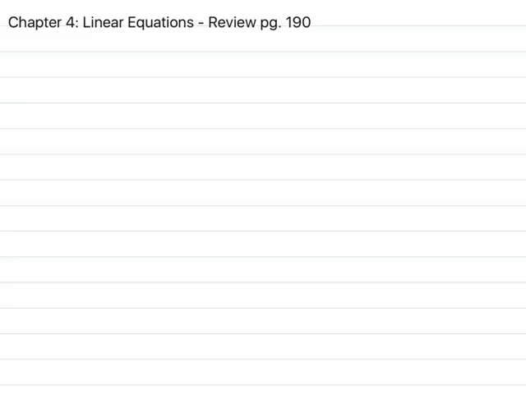Chapter 4 Review. We're going to start with question 2. It asks you for each linear equation to both list the steps required to undo the operation and solve the equation. So for question 2a, it gives you 4x equals 36.